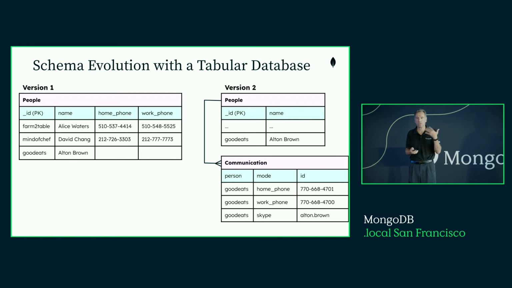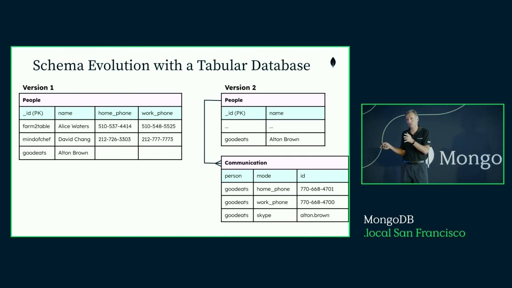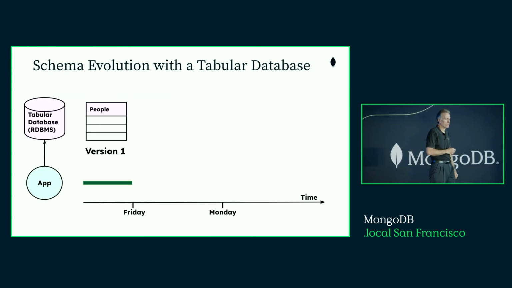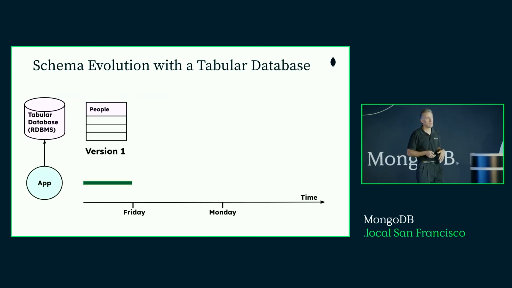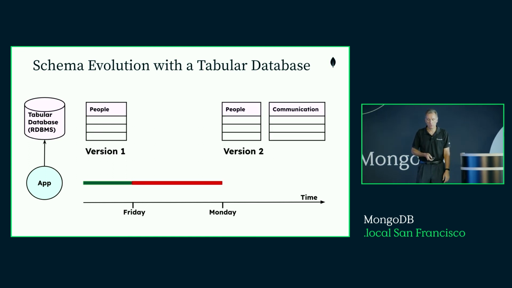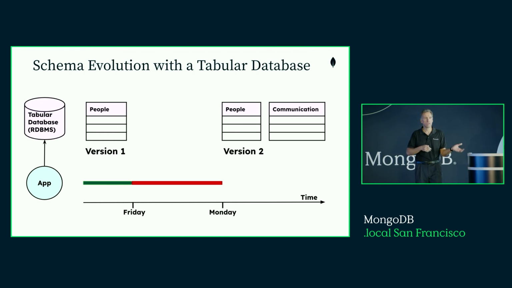The relationship is really one-to-many to the communication mode, and we want to break down the first table into two tables. So from version 1 to version 2, the way we're going to do that: on Friday night, we're going to bring the system down. Then on Monday morning, we're going to have migrated all the data into our two tables, and then the system will come up.